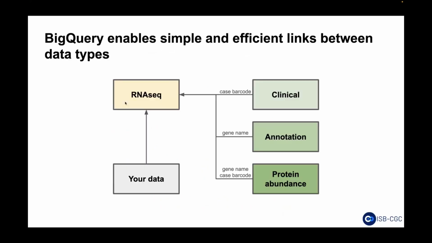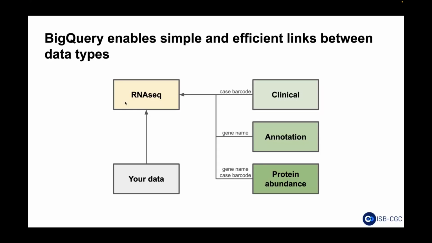And so the benefit here that I want to highlight is that BigQuery is a really fancy tool. It enables simple and efficient links between these data types as well. So we have RNA-seq data, we have clinical data, we have annotation data, and potentially protein abundance data. And you can join those all, even though these tables are potentially hundreds of thousands of rows, in BigQuery pretty simply.